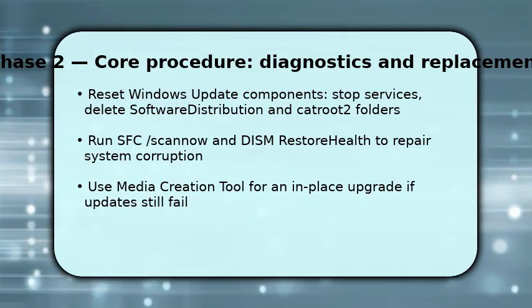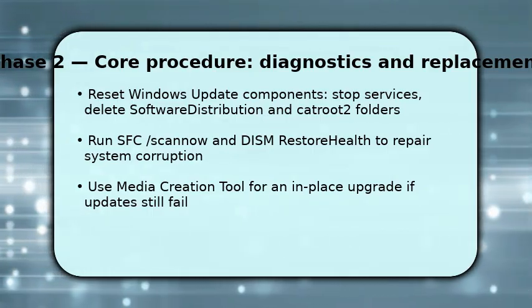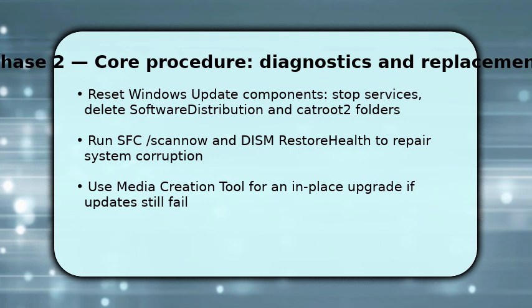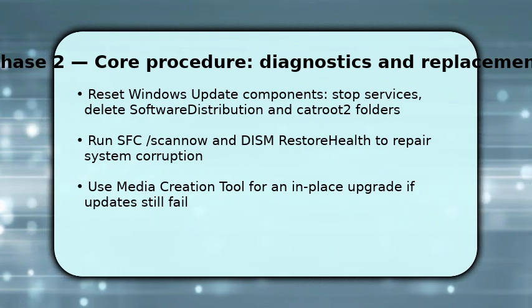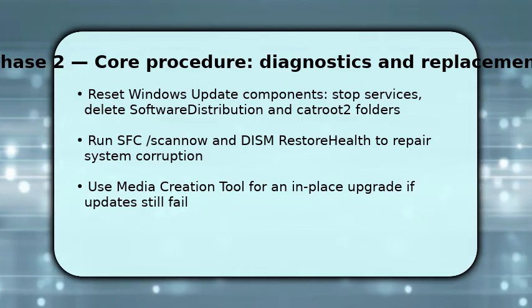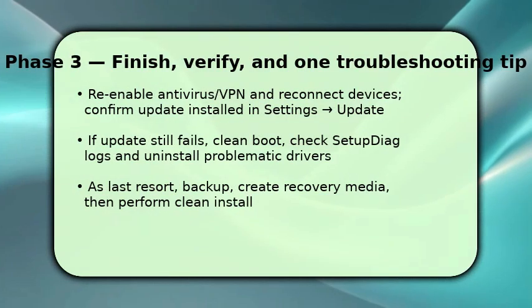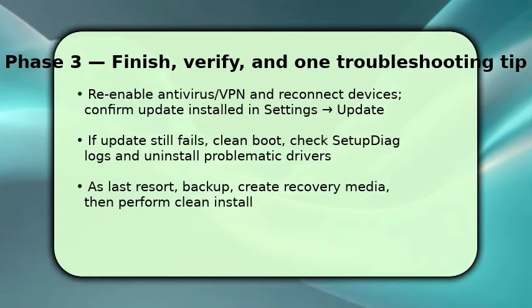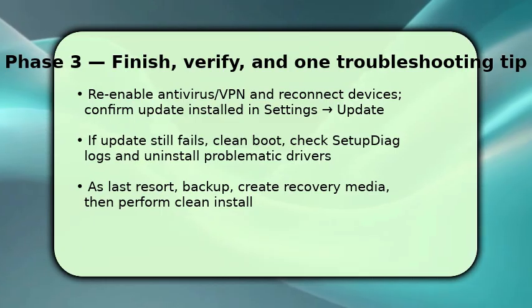If Windows Update still fails, use the Media Creation tool to perform an in-place upgrade. This preserves apps and settings while replacing faulty system files. Make sure you finish by re-enabling security software and reconnecting devices, then confirm installation in Settings, right arrow, Windows Update.